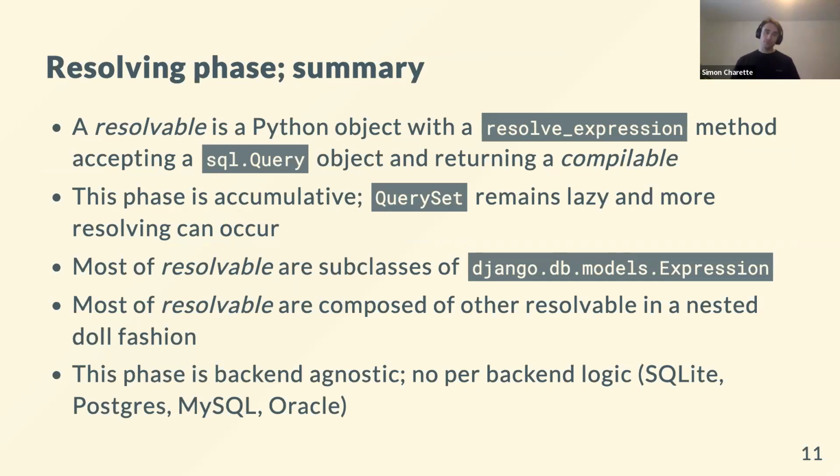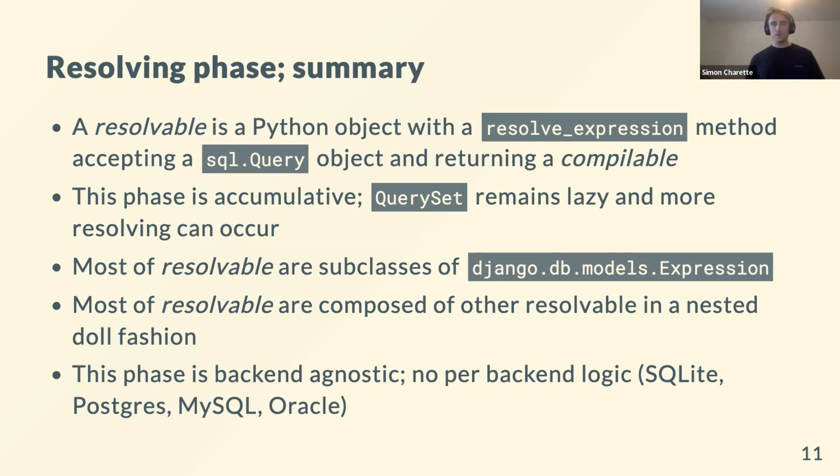A resolvable is a Python object with a resolve_expression method. It accepts a query object to resolve itself within the context of the query, and it returns a compilable. We will look into what a compilable means in a moment. This phase is accumulative, so during that phase the query set remains lazy and more resolving can occur. But more importantly, nothing gets to the database yet. It's a phase where you build a query set and you define it.